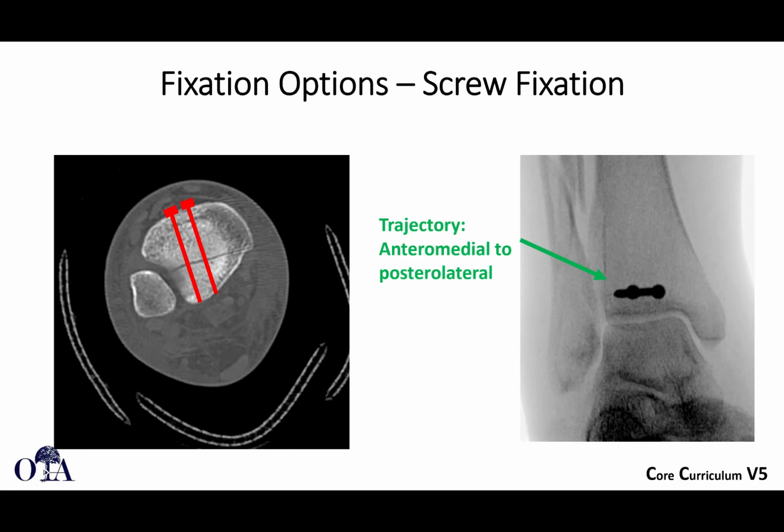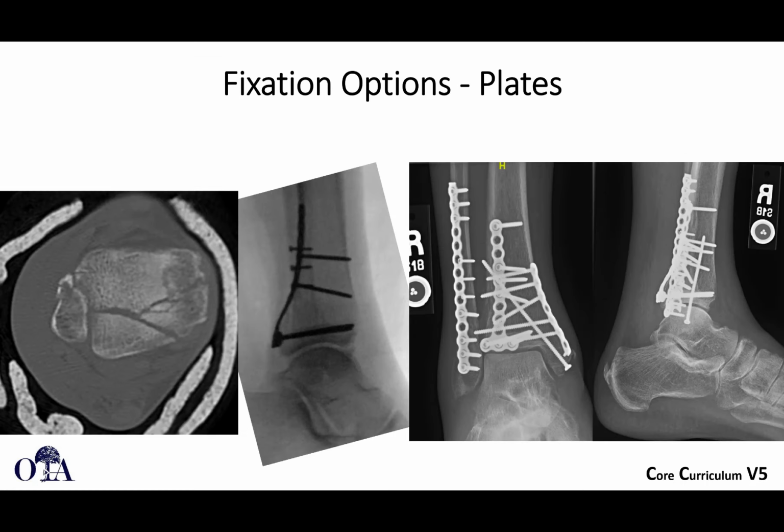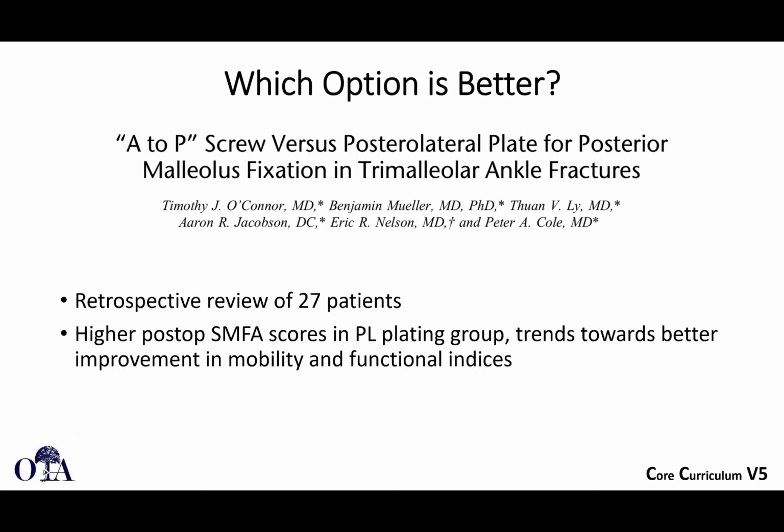Now, how do you fix them? Well, you could potentially fix from anteromedial to posterolateral, as shown here. That can work for certain fracture patterns. You may have to consider a plate fixation when you go directly posteriorly. This can be done through a posterolateral approach, for example, sometimes posteromedial approach. Screws may have to go from posterior to anterior.